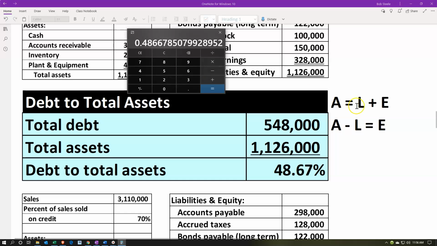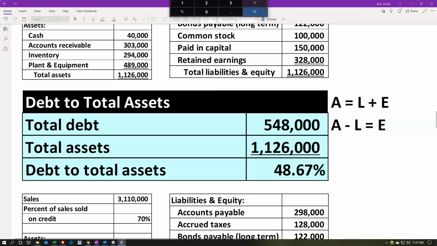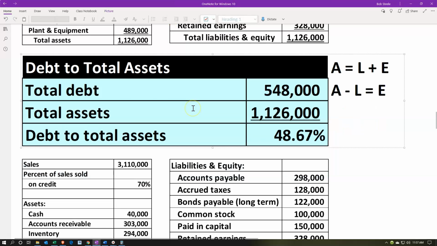Also note that if you're talking about liabilities over equity, if you take this number minus 1, or 1 minus this number, then that's going to be the amount of equity compared to the assets. That would be about 51% of the total assets that the owners have claim to. So just note that if you know one of these, either equity compared to assets or debt compared to assets, you can figure the other side out as well.